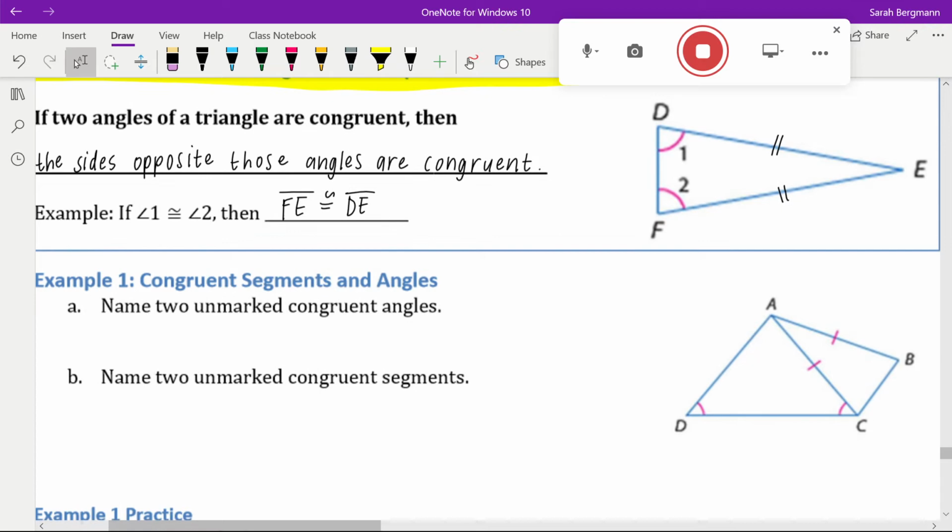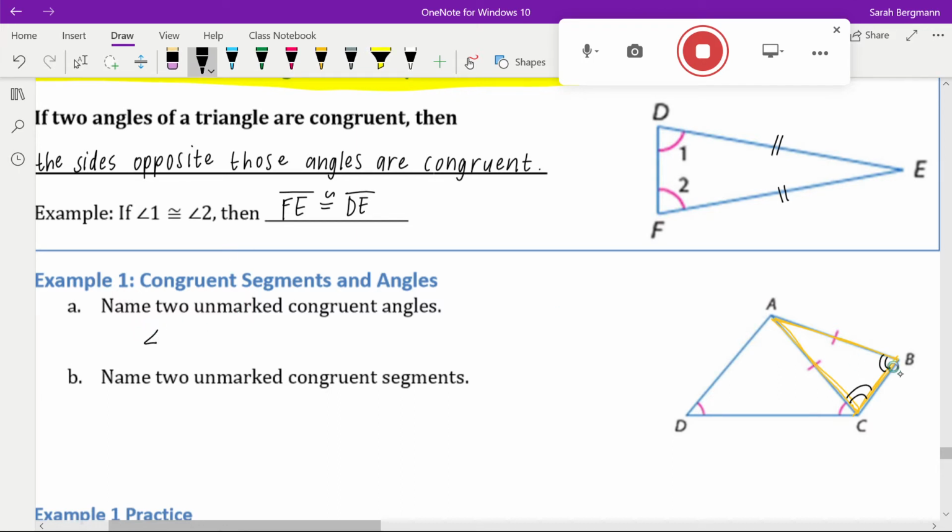Let's try this in a practice problem. It says name two unmarked congruent angles. So if they're not marked already, we cannot use angle D and angle ACD. Those are already marked. However, I see that I have these two sides marked as congruent, so I'm going to highlight a triangle that has those two sides as part of the triangle. So I'm focusing on triangle ABC here. And I know that the angles opposite those sides must also be congruent. So I'm going to mark those in my diagram, and then name them.